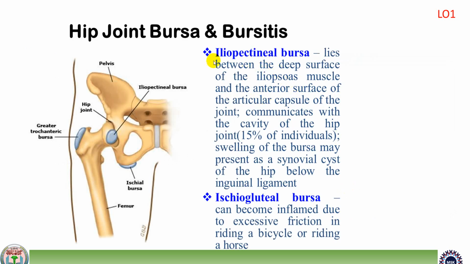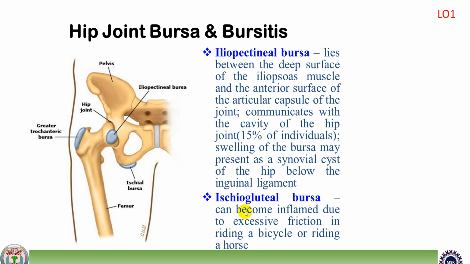The iliopectineal bursa, which belongs to the iliopsoas muscle, lies deep to the iliopsoas muscle, and its function is also usually to prevent friction. It might communicate with the joint cavity in 15% of individuals; usually it is separate, but sometimes it communicates with the synovial cavity of the hip joint. Swelling of this bursa may present as a synovial cyst of the hip joint below the inguinal ligament. This is the presentation if swelling occurs, because it is anterior.